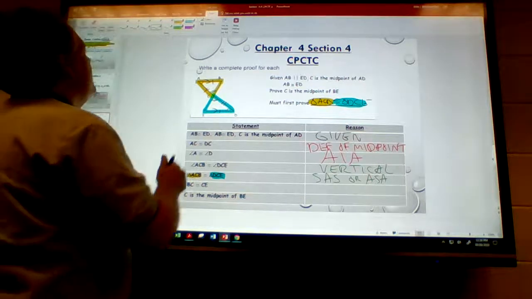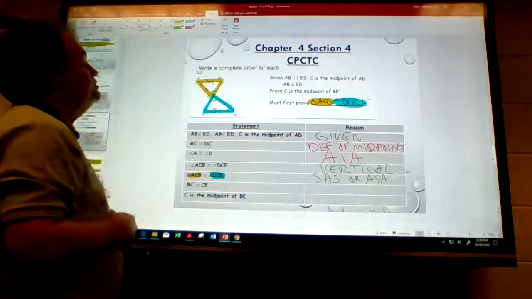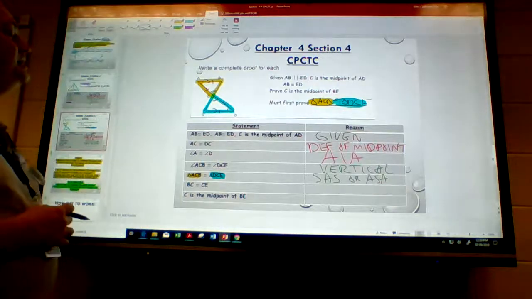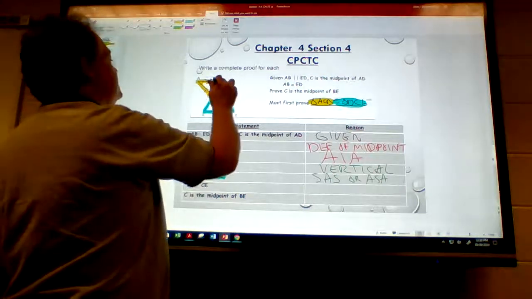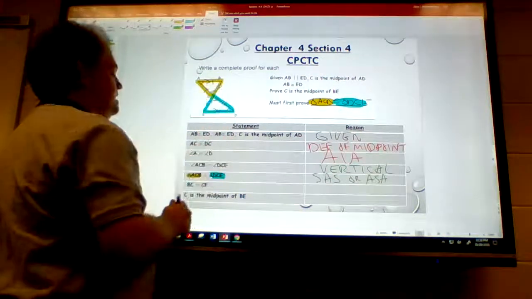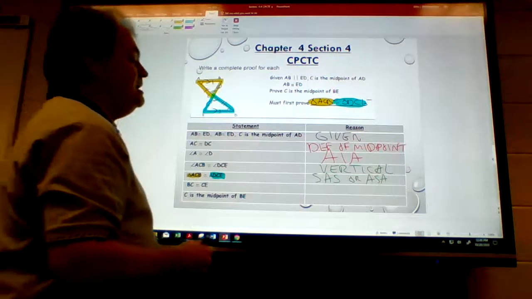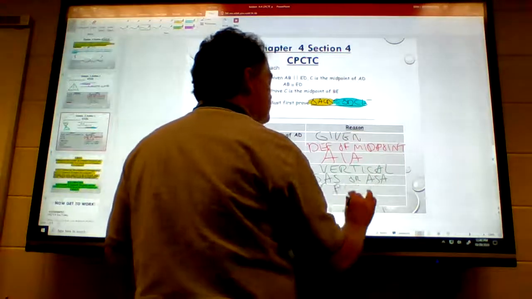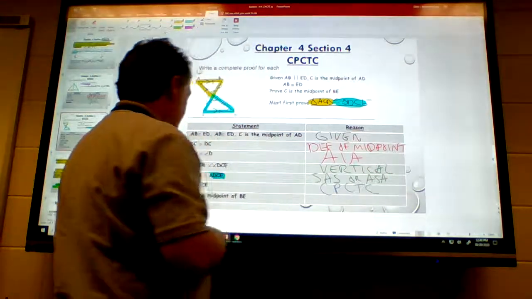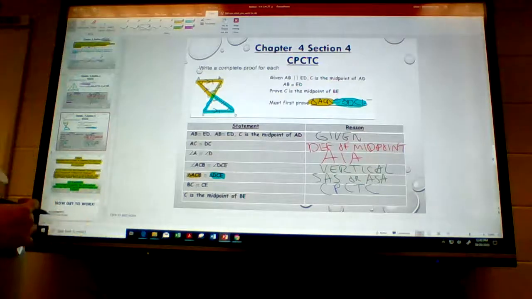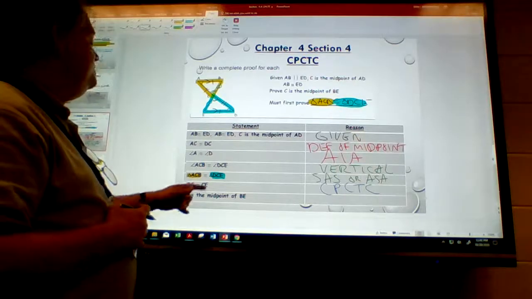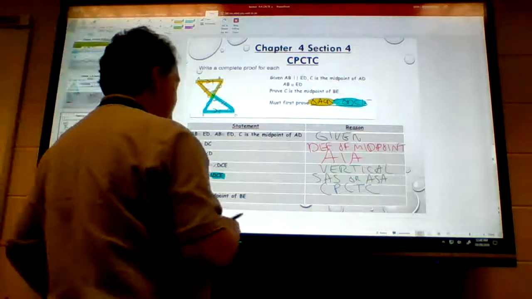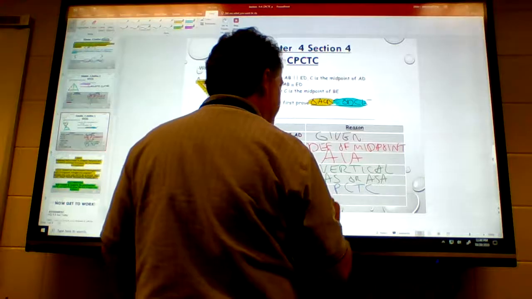Now that I have proven that these triangles are congruent to each other, I can prove the remaining parts are congruent. And that would be BC. I can prove that BC is congruent to CE by CPCTC. And remember that I'm trying to prove that C is the midpoint of BE. If I've proven that these two parts are congruent, then that means that C is the midpoint, and that is by definition of midpoint.